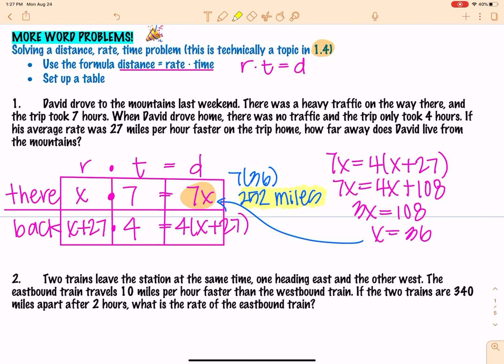So for example, I could have asked you, what is the rate? And you would have plugged that into the rate column. Okay, so I could ask multiple questions just based off of you finding x. So make sure you pay attention to the actual question at hand.